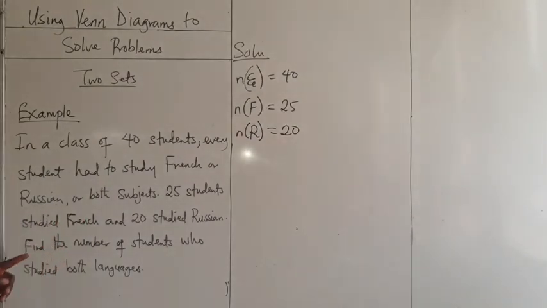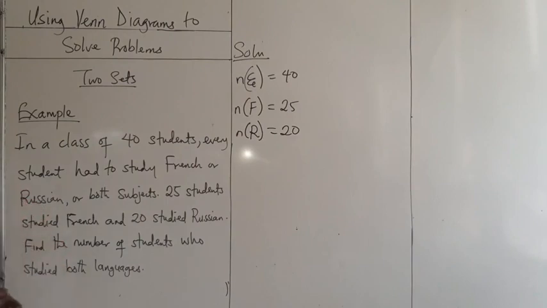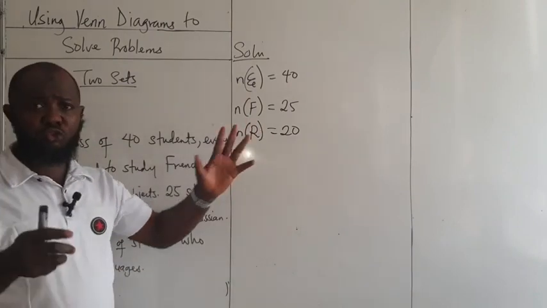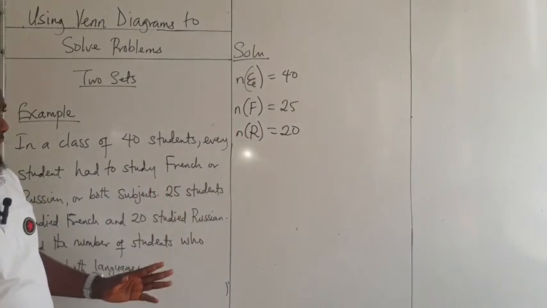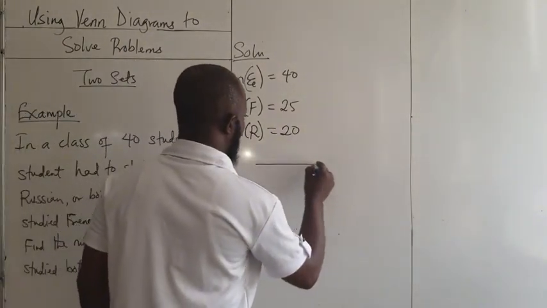Now the question asks us to find the number of students who study both languages. Now the best way to solve this is to use a Venn diagram. So using a Venn diagram, we'll be able to see it clearly. So let's have the Venn diagram here.